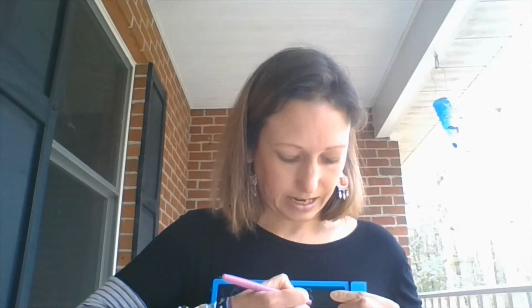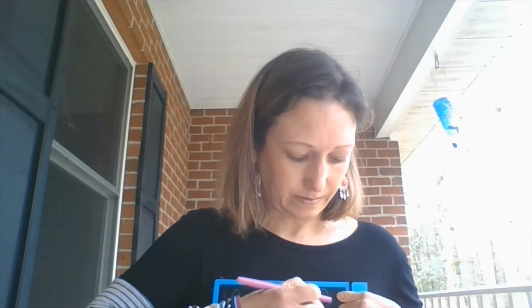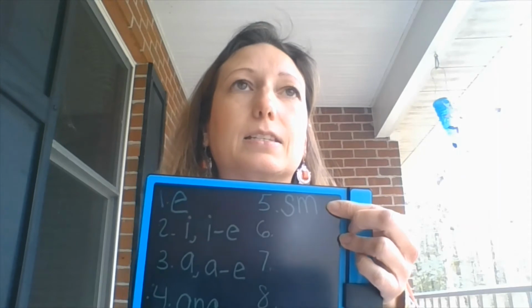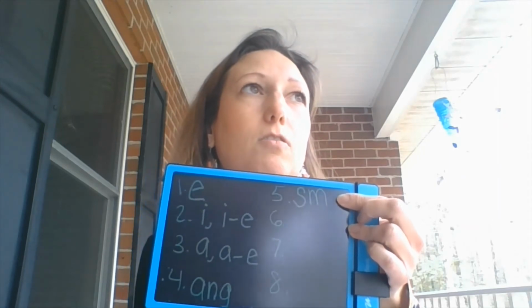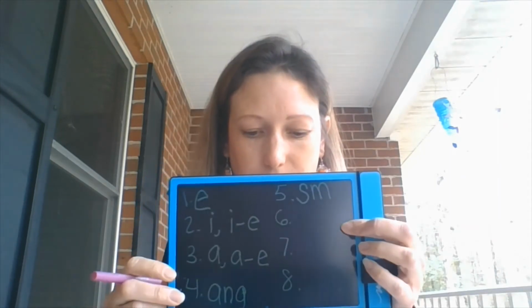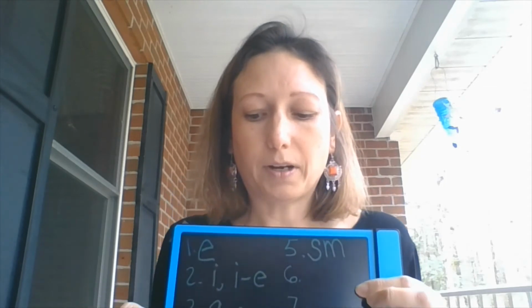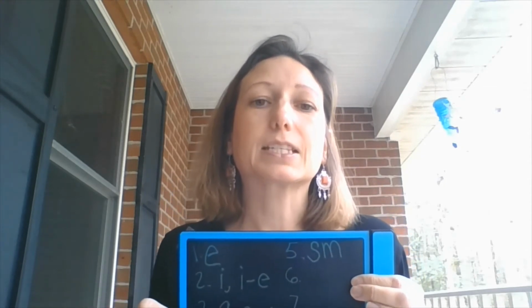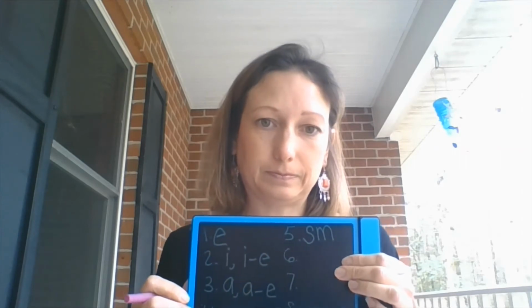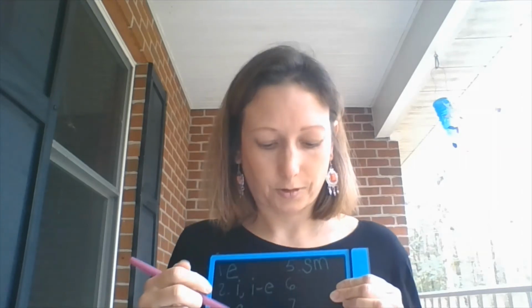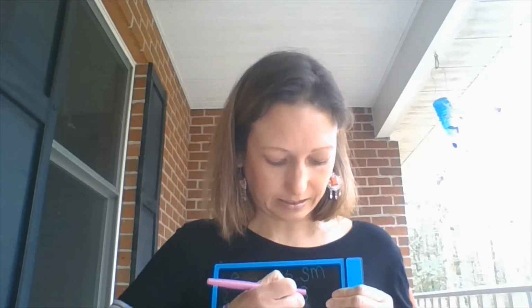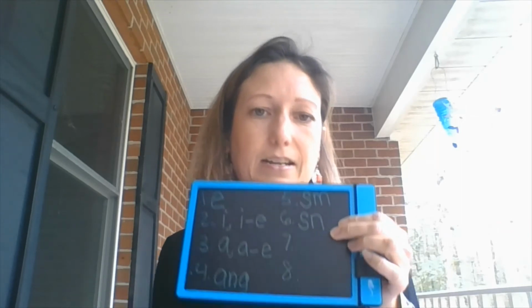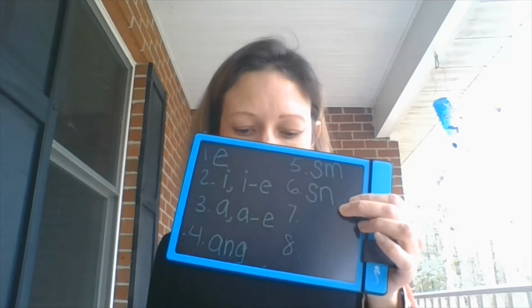And that blend is S-M. Number 6, one way to write the blend in snip, snip. And we just need those first 2 letters to make the blend in snip, and that is S-N, snip.